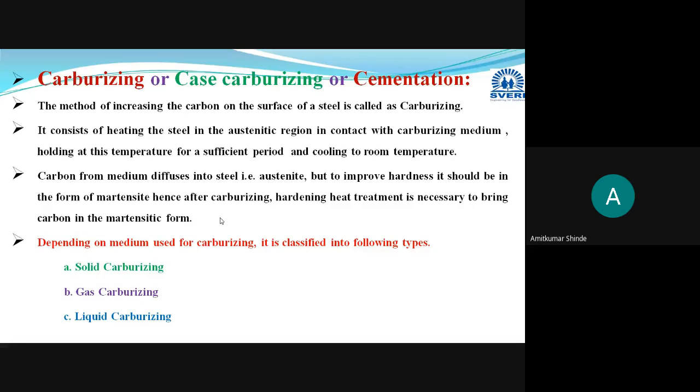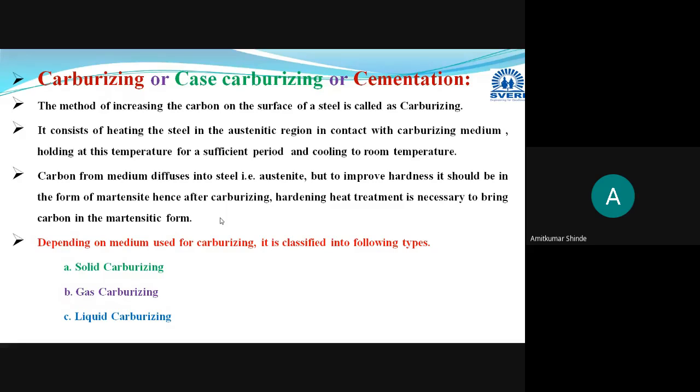I will repeat it. The steel component is taken and placed in the carburizing medium or carbonaceous medium, and together these are heated in the austenitic region. At that temperature we are holding that component for a sufficient period of time. This will be the holding time or soaking time to get homogeneous austenite and equalization of temperature, and after this we are cooling that component to room temperature. So this is the carburizing heat treatment process.